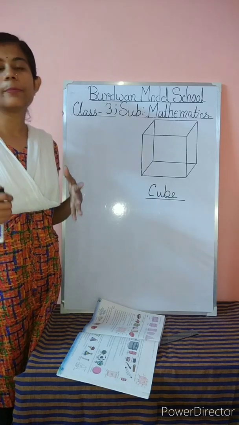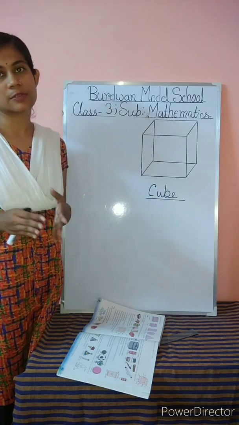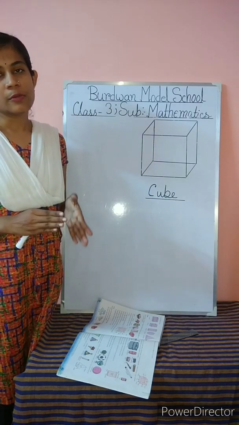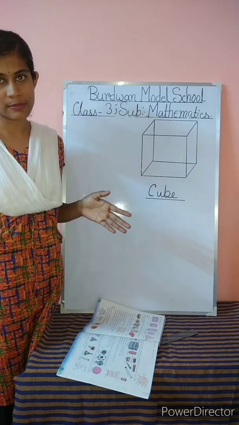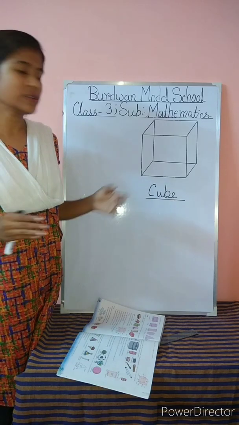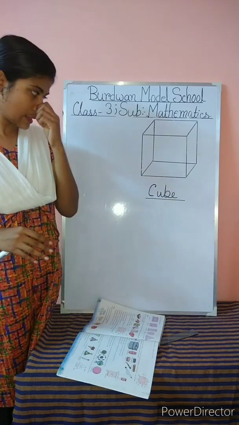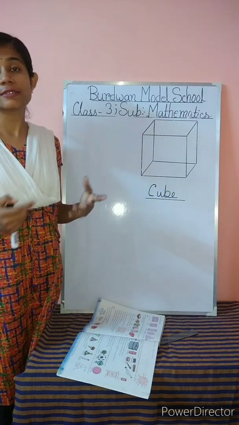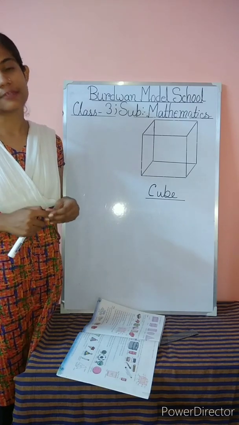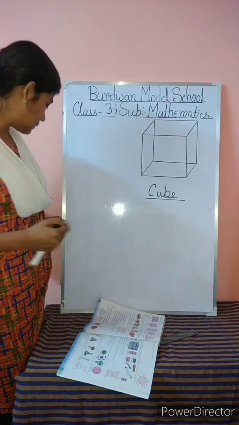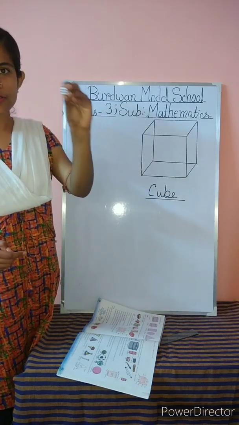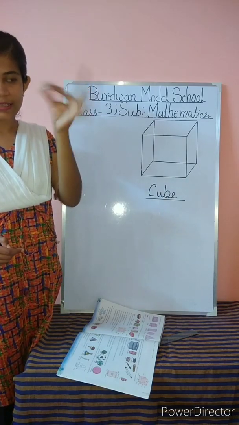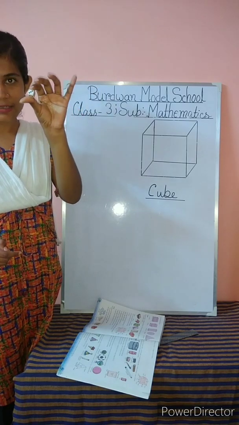So what is the basic difference between cube and cuboid? Cuboid is made of rectangles, isn't it? And cube is made of squares. Now what is a perfect example for the cube? Let me show you. So student, can you see what is this? Yes, it is a dice.